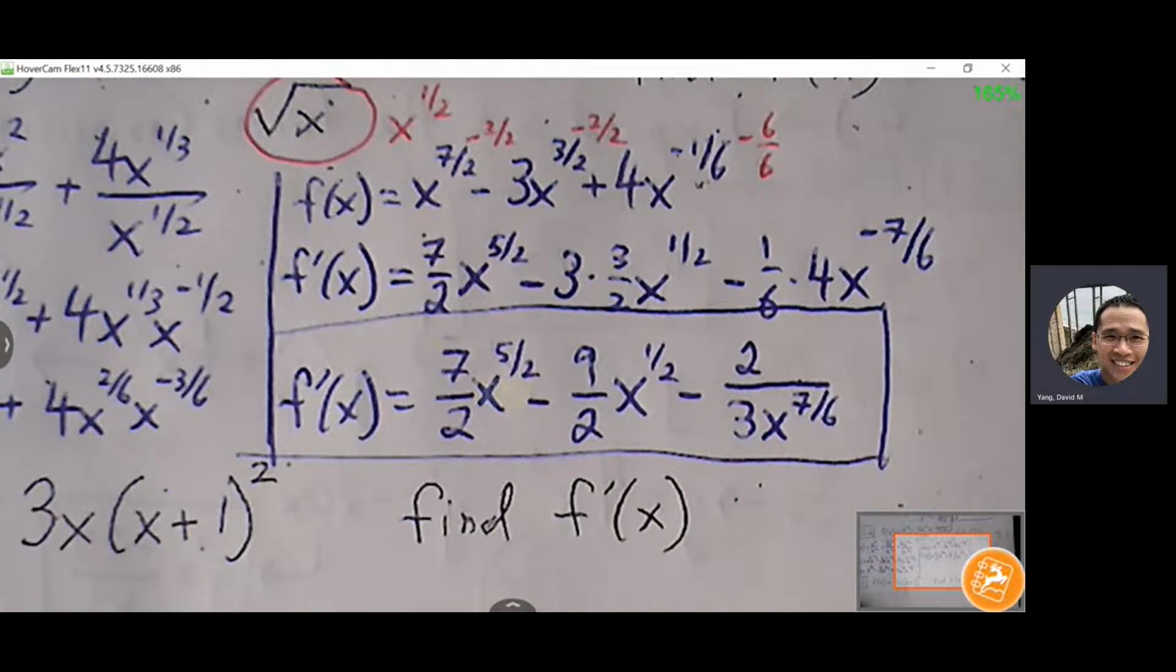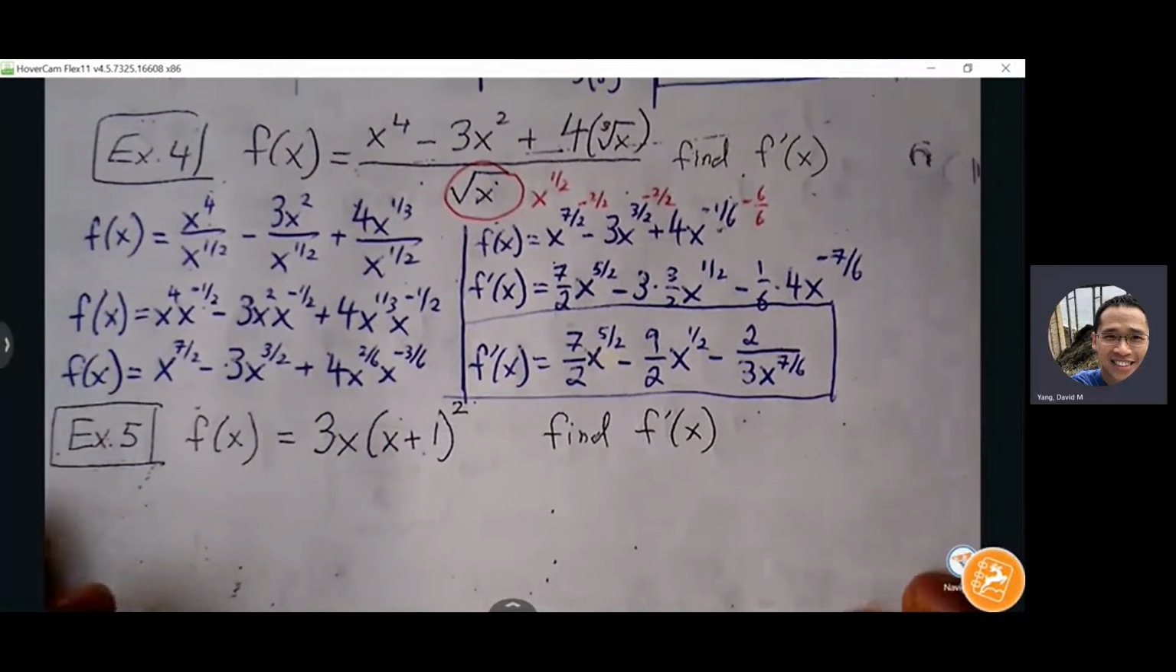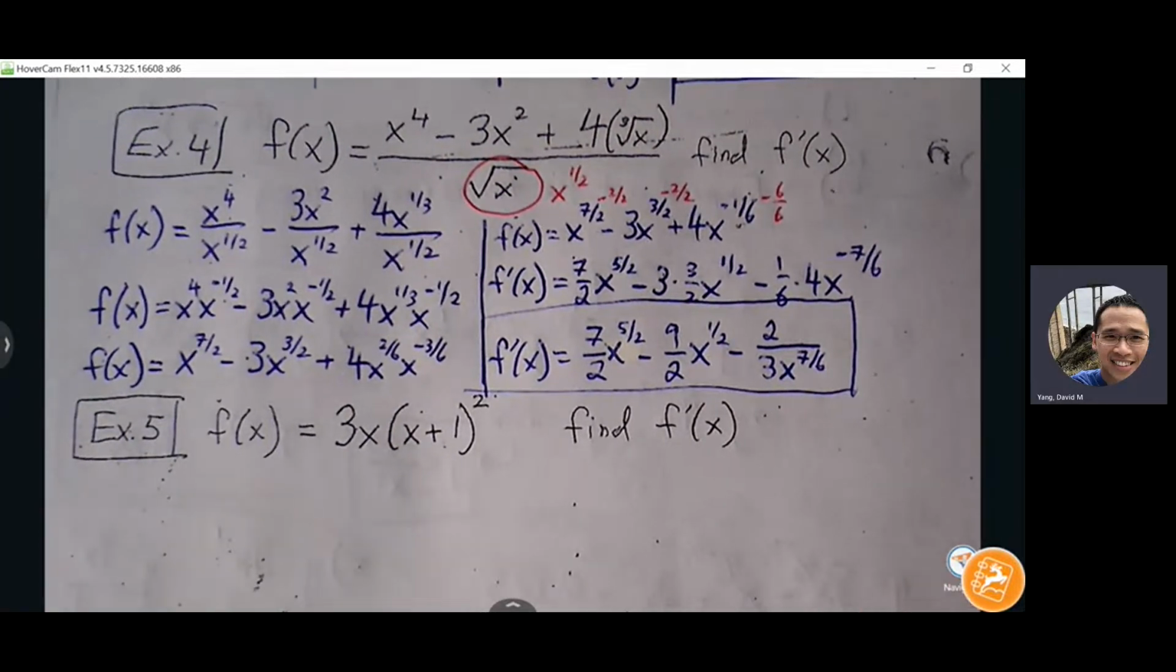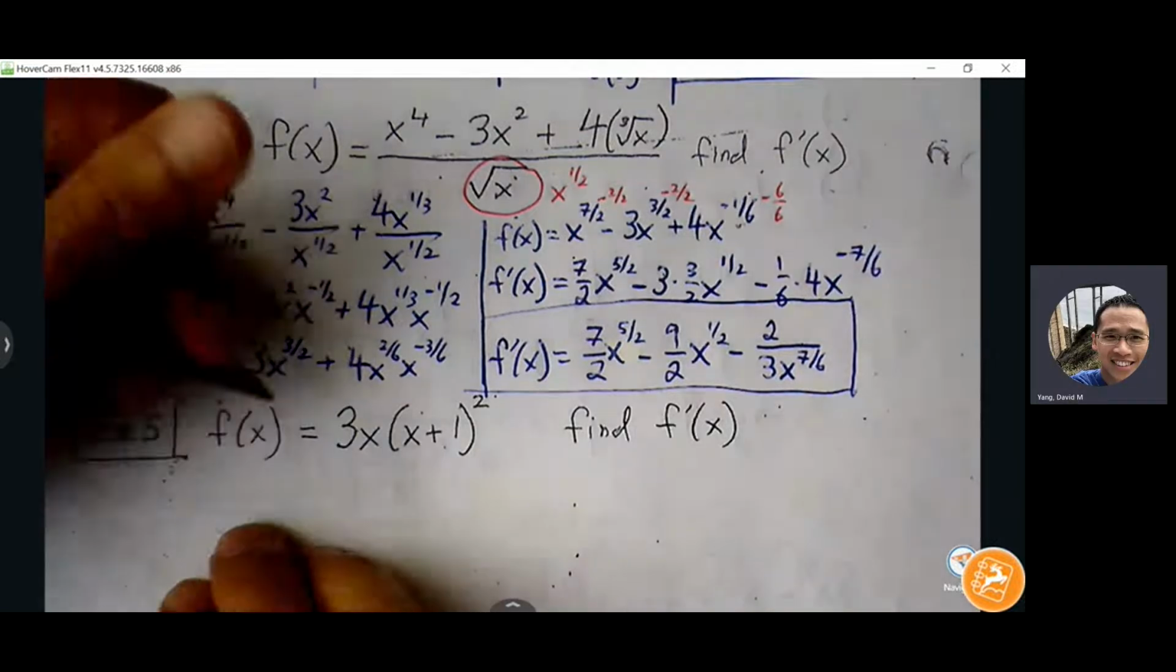Okay, example 5. We want to do power rule, but what's standing in the way? Parentheses, right? So we have to get rid of all the parentheses before we can do power rule. So how would you start this process? You expand that. Yeah, good. So deal with the parentheses first, and then we can work in the 3x, right? We don't want to distribute 3x first because order of operations doesn't allow for us to do that.